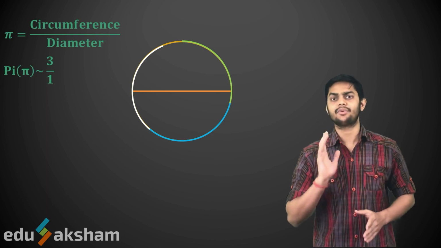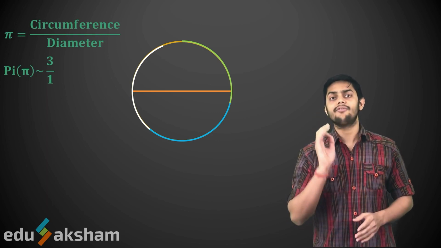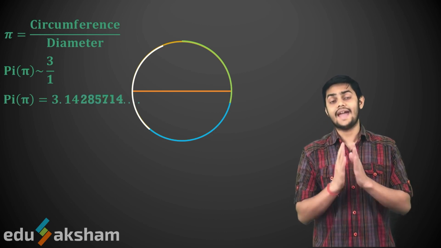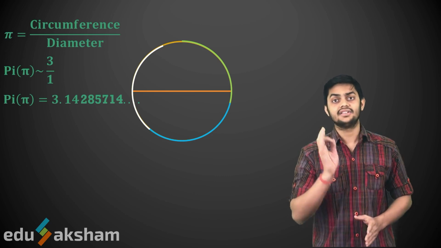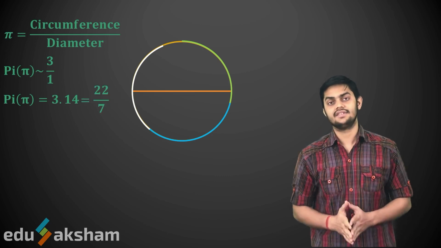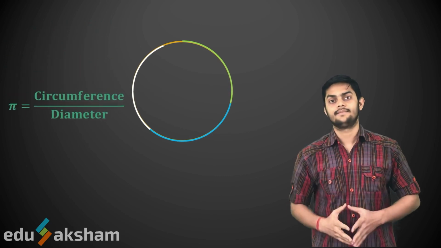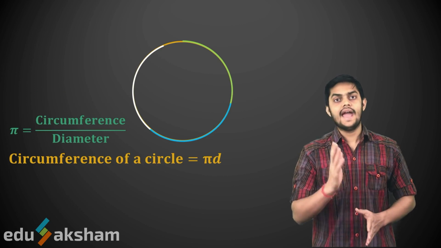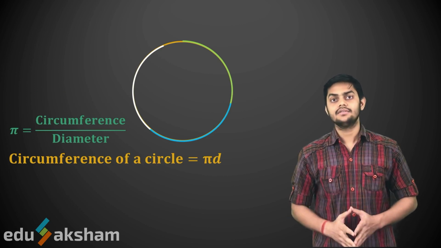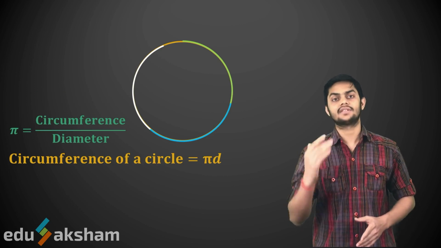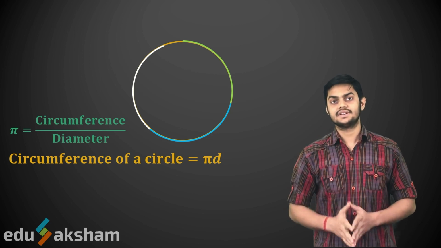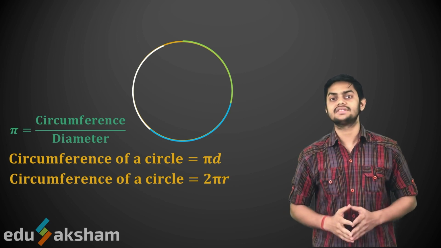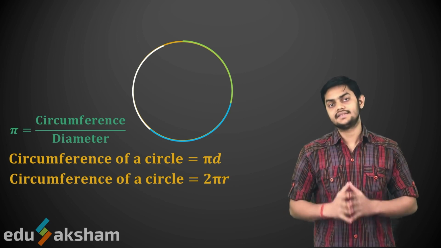But since it is approximate, the value of pi is 3.14285714 and so on, and the fractional value is 22/7. So what do we get here? We got circumference as a product of pi and diameter. As we know, diameter is 2 times the radius. So the circumference of a circle is 2 pi r. Here we got this very important and useful formula related to circle.